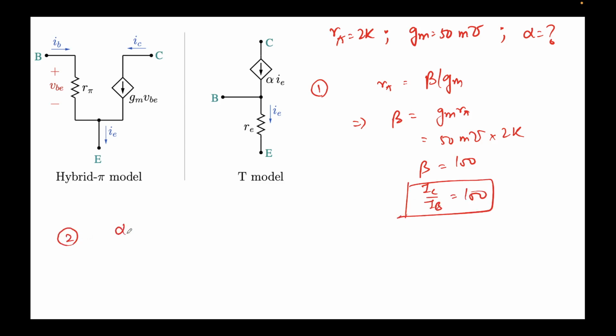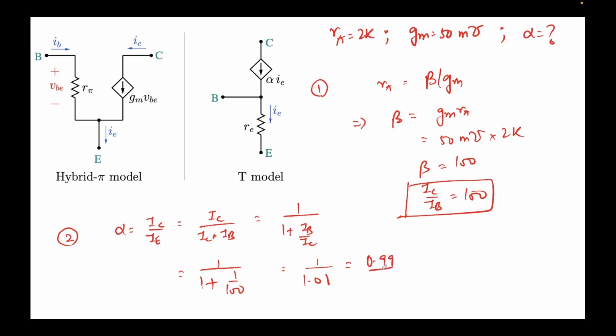Second, what we require is alpha. Alpha is IC over IE, so I can write this as IC over IC plus IB, by KCL. Thus I can write this as 1 over 1 plus IB upon IC, dividing numerator and denominator by IC. IC upon IB is 100, so IB upon IC is 1 upon 100. This comes out to be 1.01, so 1 over 1.01 is 0.99, very close to 1.